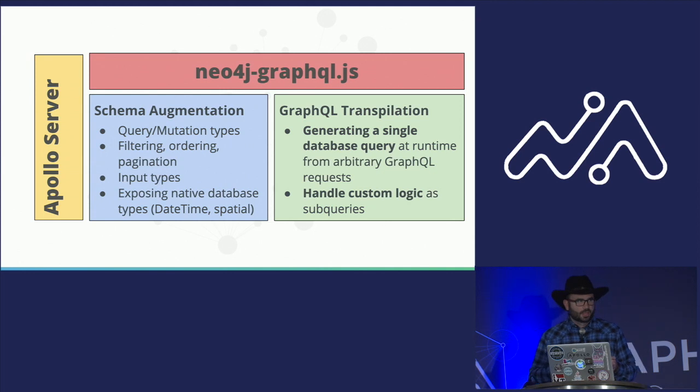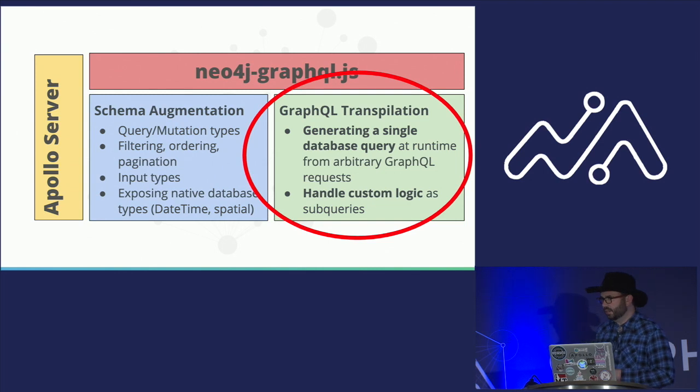When you issue a GraphQL request, our integration translates that GraphQL query into a single Cypher query, a single database query, so that you can resolve that entire GraphQL request in one round trip to the database. That query then gets optimized by the database's execution engine. This addresses what's known as the N plus one query problem, if you've ever had that problem with GraphQL, where you're sending multiple round trips to the database. So this is the focus of this talk: how we use the GraphQL resolve info object to make this GraphQL transpilation happen.